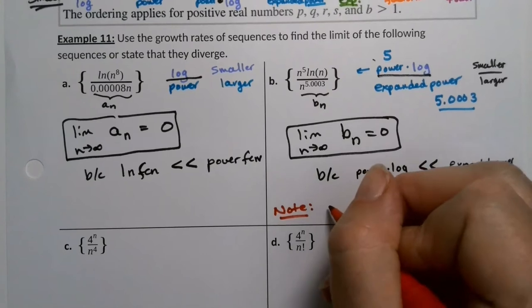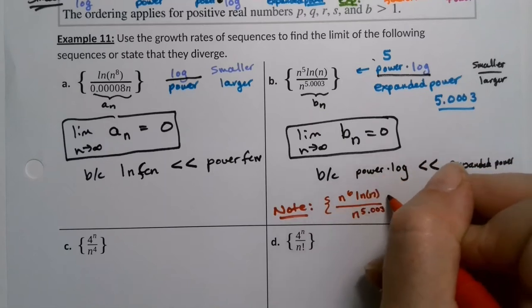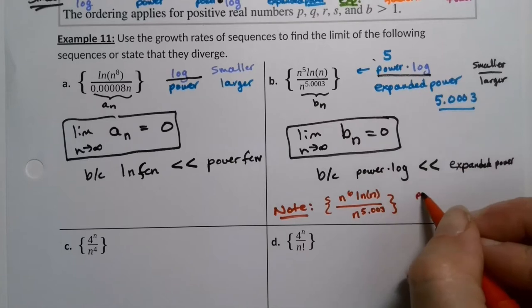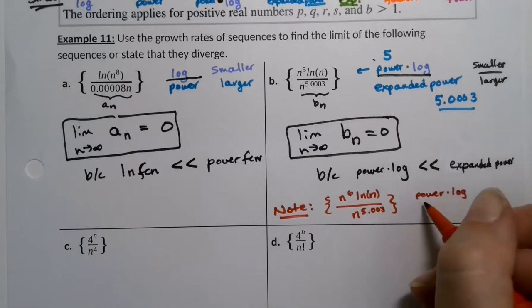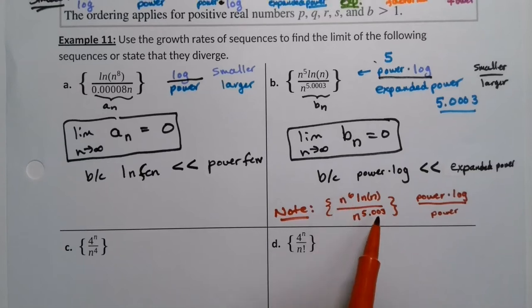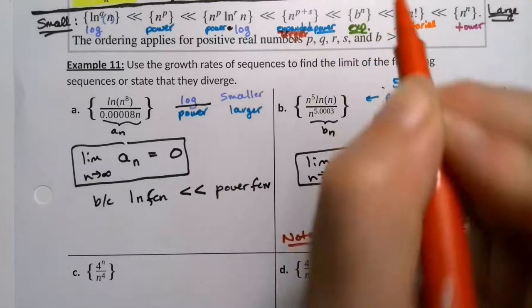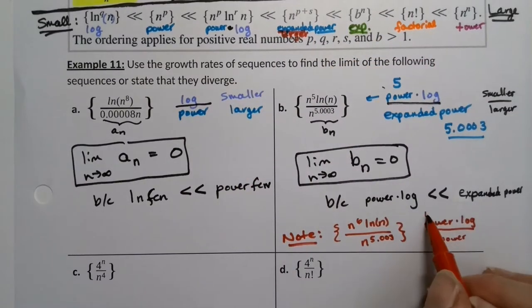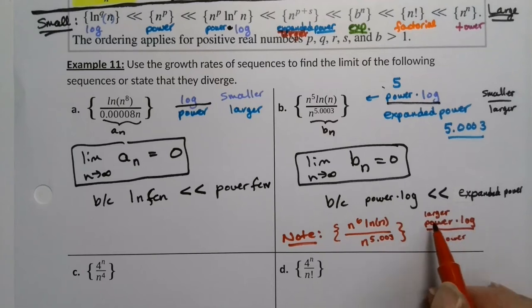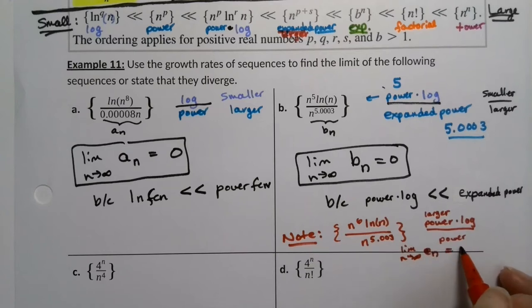Here. If it was n to the 6th natural log of n over n to the 5.003, then it would actually go to infinity. Because that's an expanded power times a log divided by just a regular power. That's not expanded really from this. This is not larger than that, right? So it has to be a larger power. When I say expanded, I mean a larger power than what was over here. So that's a smaller power, that's a larger power. The larger power will beat the smaller power, especially because it's multiplied by log, which makes it even bigger, right? So this one would actually go to infinity. The limit as n goes to infinity, I'm going to call it e sub n because it's just a made-up example, would be infinity for this one.